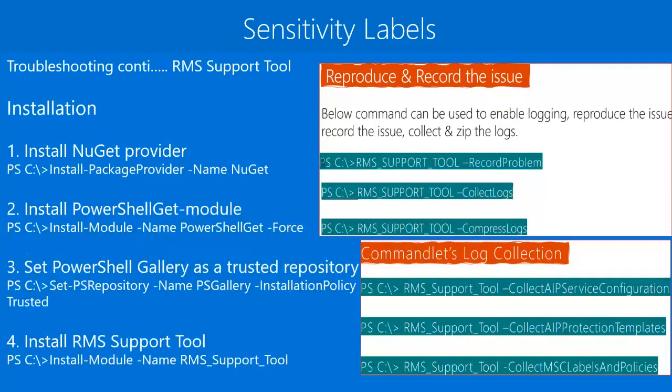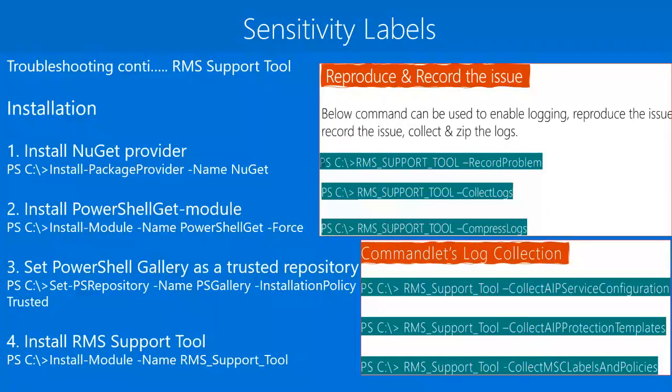Okay. All right, so the installation part: these are the PowerShell commands that you have to follow to install the RMS support tool. So first you have to install the package provider NuGet. And once you install the package provider NuGet, you have to install the module PowerShellGet.